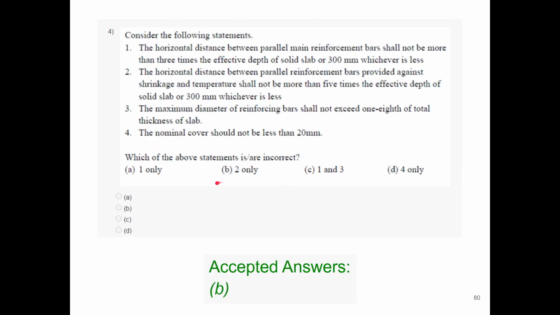As you can see, horizontal distance between parallel reinforcement bars provided against shrinkage and temperature shall not be more than 5 times the effective depth of solid slab or 450 mm, whichever is less. So, as you can see, B is the correct option.